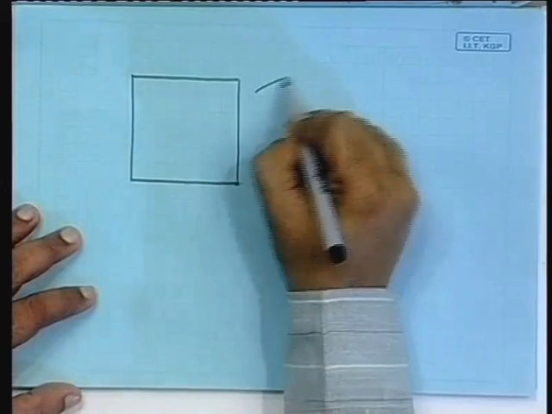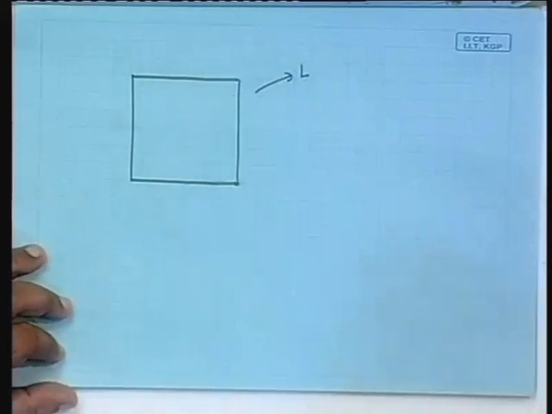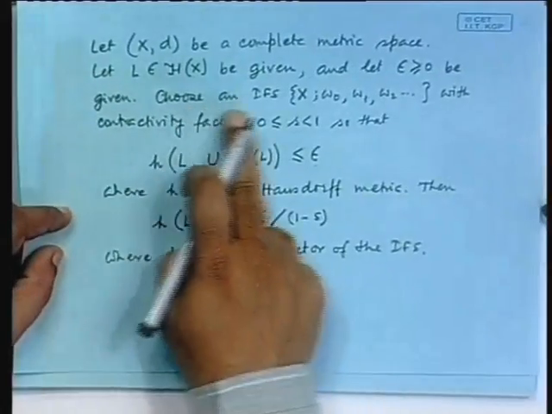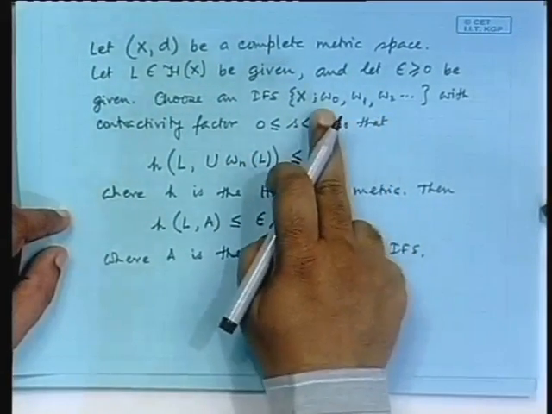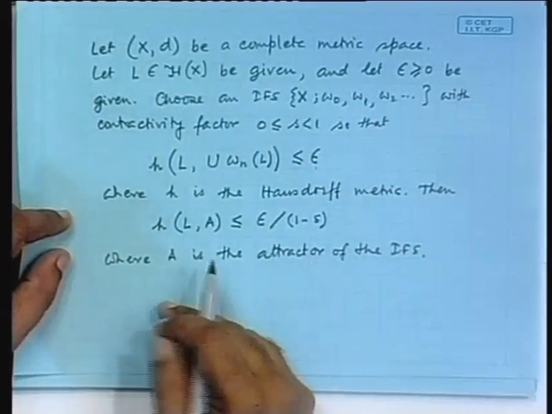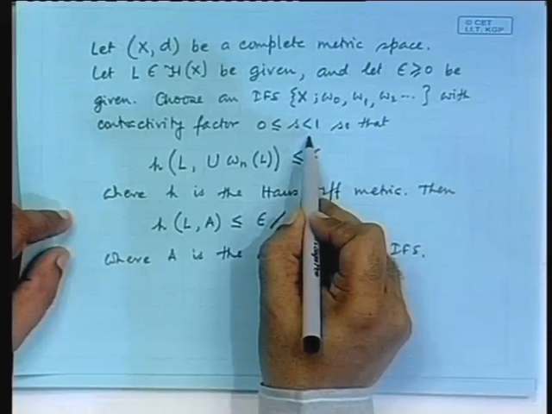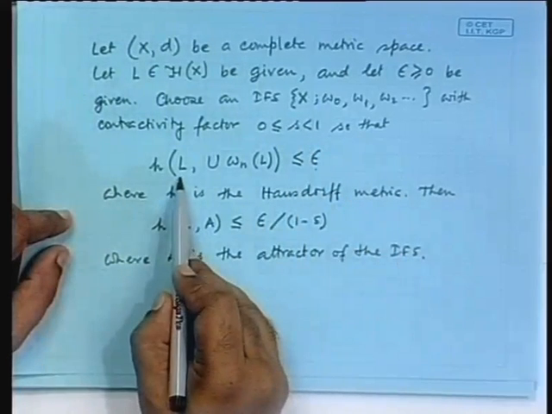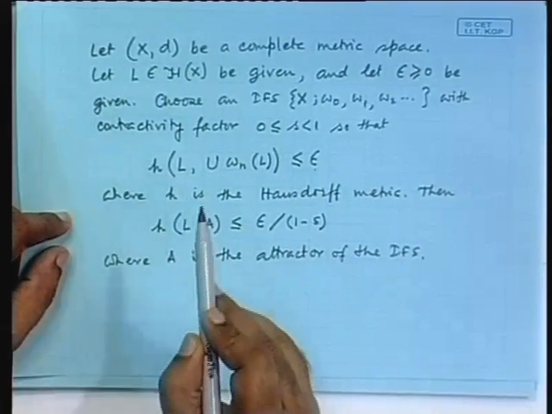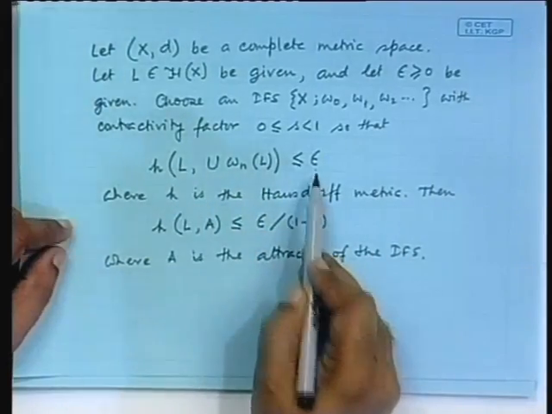So, this is my L. Now, I have to choose the IFS, that means W0, W1, W2 and so on and so forth, in such a way that the contractivity factor is less than 1. But at the same time, after the first iterate, that means after having applied these W's on the same set L, the distance should be smaller than epsilon. How can you do that?